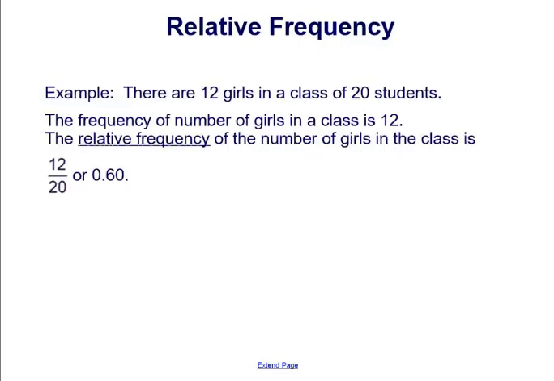So here's an example. There are 12 girls in a class of 20 students. So the frequency of the number of girls in the class is 12, but the relative frequency of the number of girls in the class is 12 over 20, or 12 divided by 20, which is 0.60.